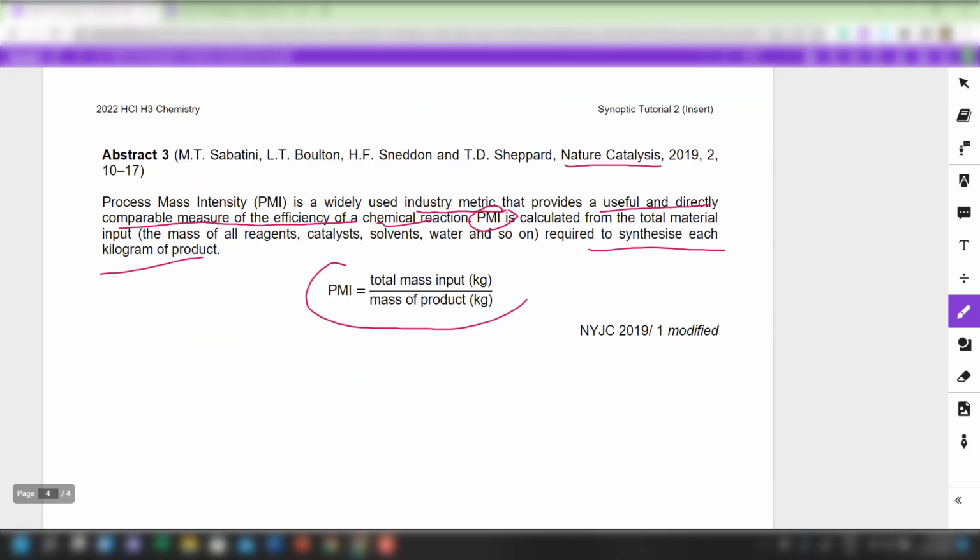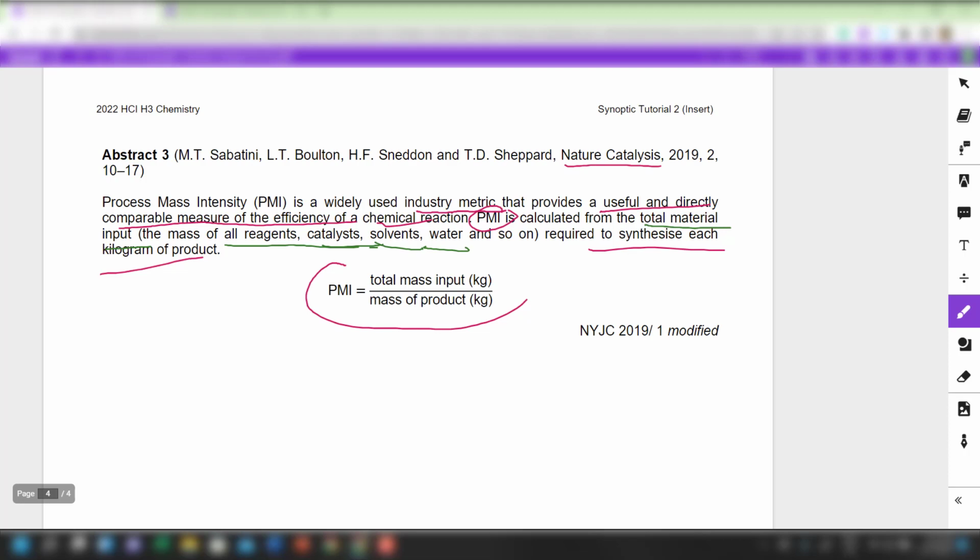And if you read the abstract carefully, it's the total material input, so that includes reagents, catalysts, solvents, water, and so on. So do remember, some of the students forgot to include the solvents. That would be quite fatal because they would have gotten the values wrongly.